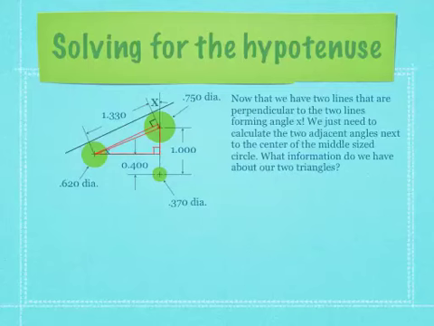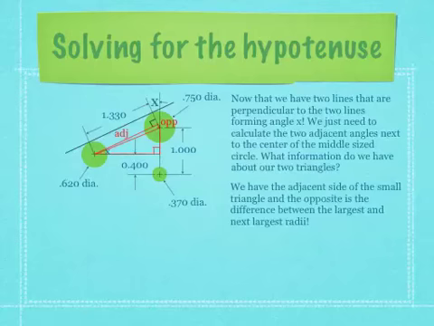So what information do we have about our two triangles? Our smaller triangle, we know the adjacent, and we actually know the opposite. It's the difference between the largest and the next largest radii. The largest radius is the diameter divided by 2, or 375 thousandths. The next smaller diameter is 620 thousandths. Divide that by 2, and its radius is 310 thousandths. Take the difference, which is our opposite, 375 minus 310, gives us the distance 65 thousandths for the opposite side.